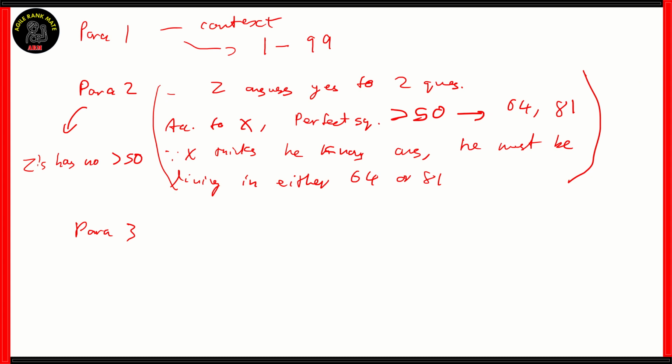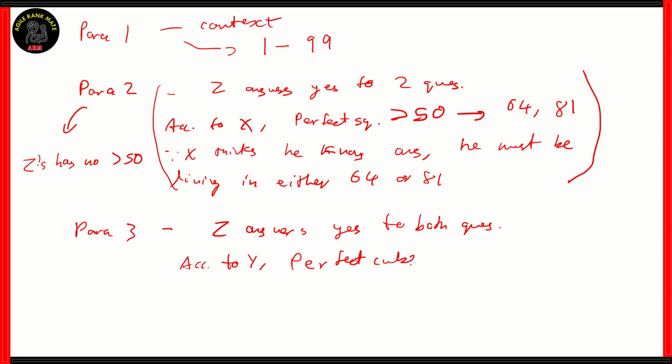So, in paragraph 3, since Y thinks he knows the answer, that means Z had to answer yes to both questions, which means according to Y, Z's house number is a perfect cube greater than 25, which in this case leads to two options, 27 or 64.